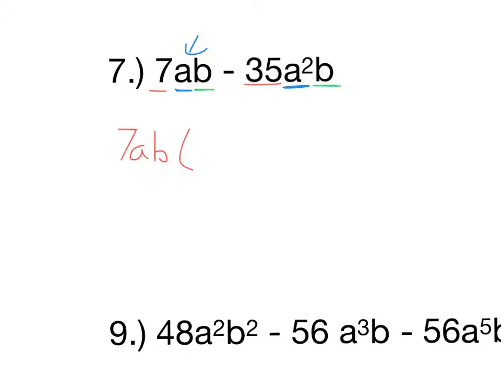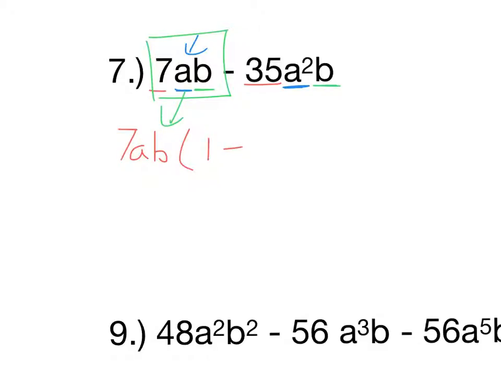And then we go ahead and divide. So let's start with this one. 7 divided by 7 is 1. A divided by a is 1, and b divided by b is 1. So this whole thing divided by this whole thing is just going to cancel out. It's just going to become 1. Okay? So this will just be 1. And then that's going to be minus.